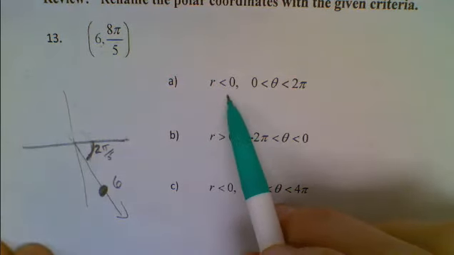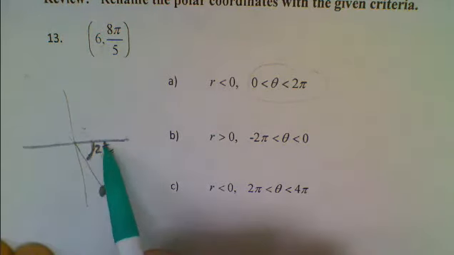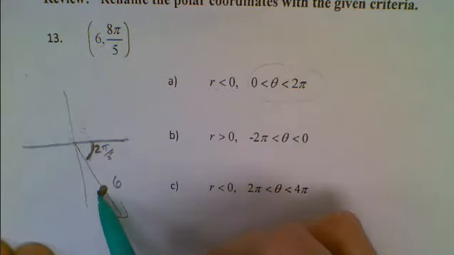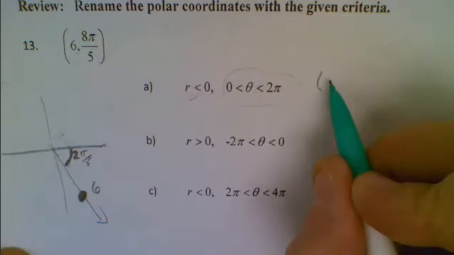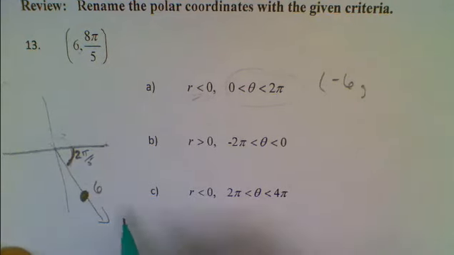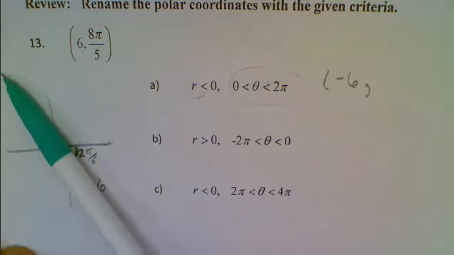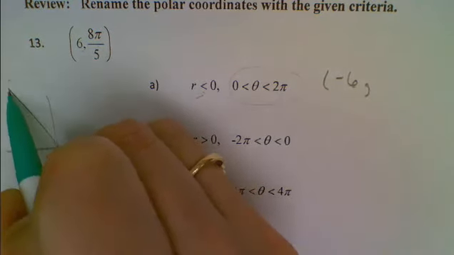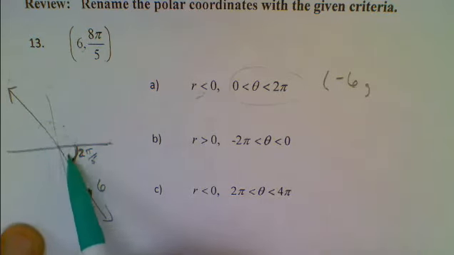So A says, let's rename it. Theta is still between 0 and 2 pi. So it's still got to be some angle between 0 and 2 pi. But now it's saying that the radius has to be negative. So instead of being a positive 6 radius, r has to be negative. So I have to make it negative 6. So if the radius is negative 6, once I draw my angle, I need to go backwards to get to this point. That tells me the angle I name has to be this direction. So whatever that angle is, if I draw that angle and then go back 6, because it's negative 6, I'll end up at that spot.